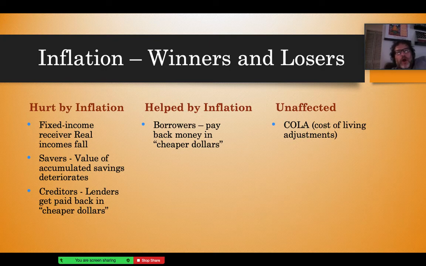Now, what are some things that help this out? If you have a cost of living adjustment, right? So people that get Social Security, for example, they get a cost of living adjustment. So the government says, we expect prices to go up 1.3% every year. So every year they get 1.3% more. So what happens with their check? Are they losing? No, because they've built in the inflationary expectations. Okay?